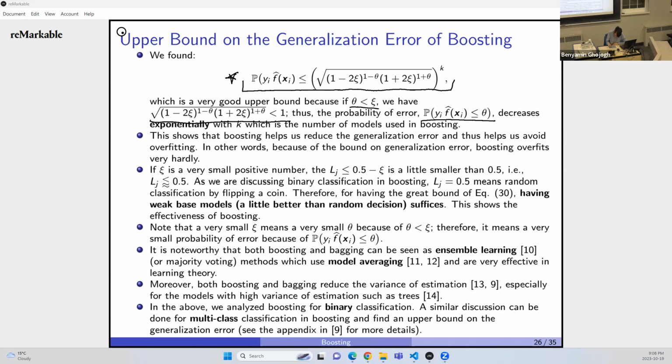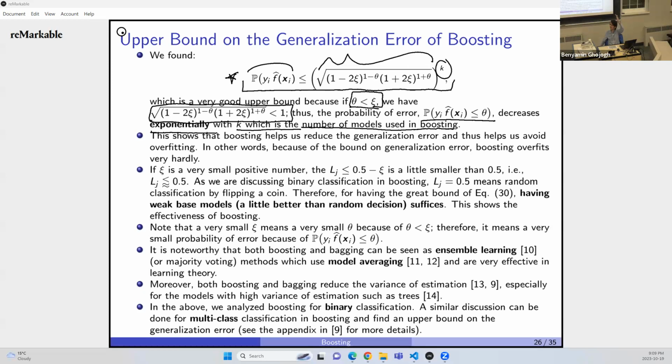Okay, thus the probability of the error. By the way, if you don't know why this is happening, just try to plot this function and you will see that this is true. When theta is less than zeta, this function becomes less than 1. Then the probability of error decreases exponentially with k, which is the number of models used in boosting. Do you know why? Because this is to the power of k. When inside the power I have values less than 1, what happens? 0.9 times 0.8 times 0.9 times 0.7 times 0.6, etc. They become too small, and they become small exponentially.